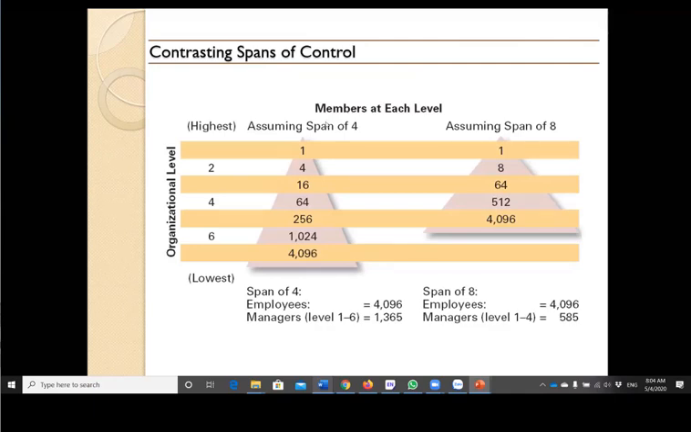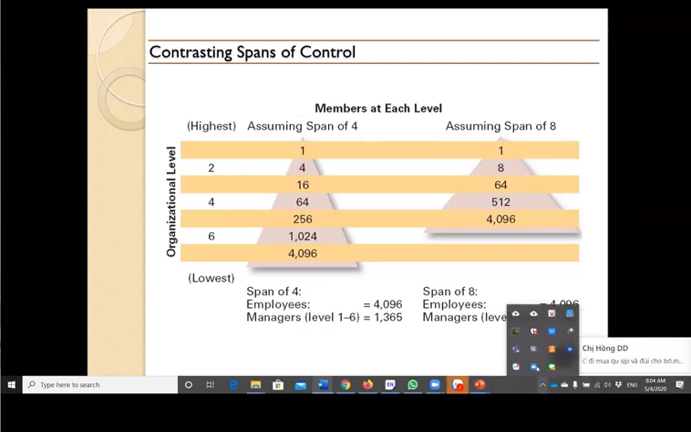And the figures here show you the number of managers. Sorry, some family matter.